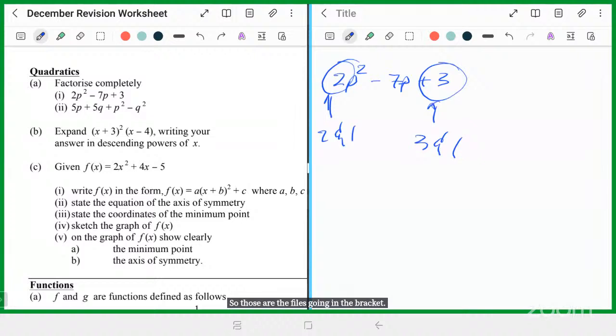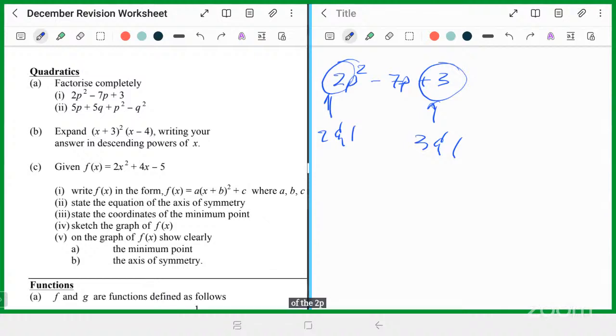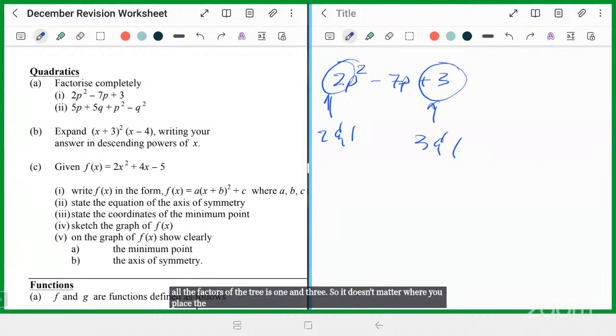For sure. What you have to remember is that the far product and the near product must give you the middle term. And so this one is easy to do. You don't need to go through the process for this one. Because the only factors of the 2p squared is 2p and p. The only factors of the 3 is 1 and 3. So it's just a matter of where you place the values. I'm going to do it that way this time.